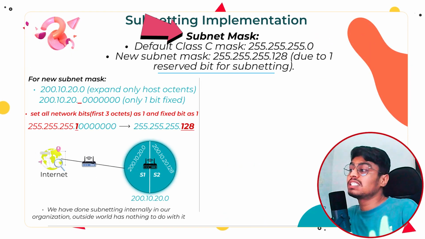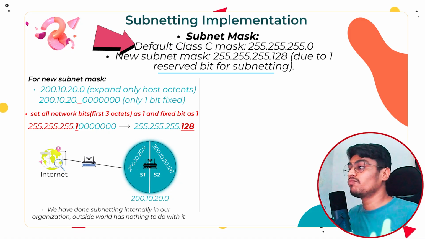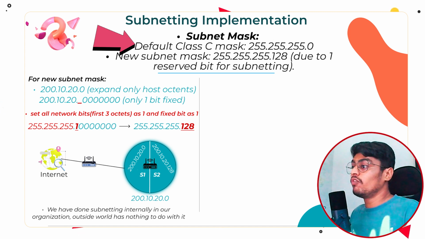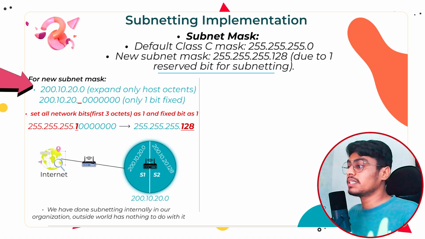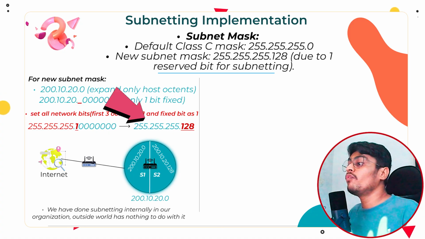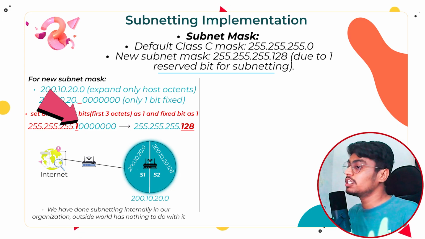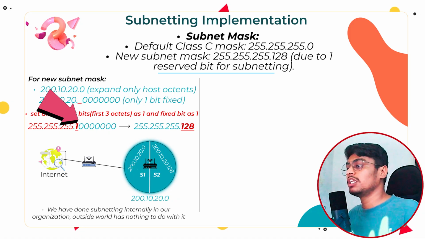Now, what is the subnet mask? We have discussed in a previous video that the default mask for class C is 255.255.255.0. But what is the subnet mask of these two, S1 and S2? Since we reserved 1 bit for subnetting in this example, our subnet mask becomes 255.255.255.128. This is because the first bit of the last octet is 1, followed by 7 zeros, which equals 128.